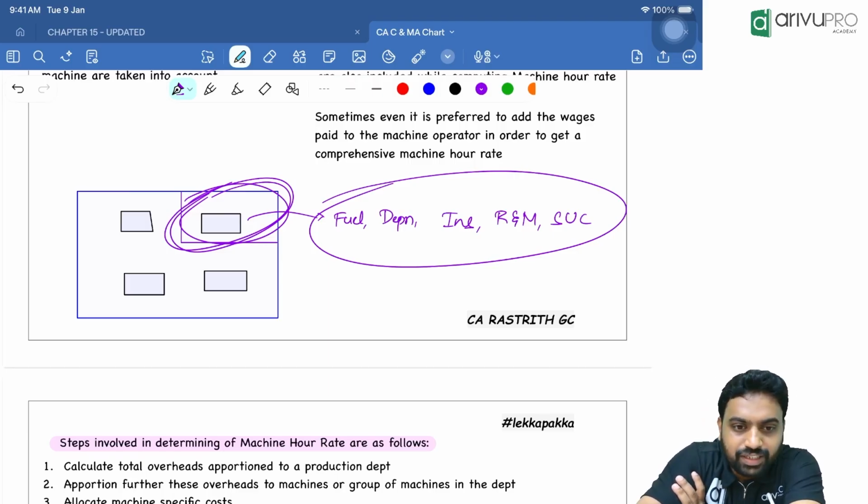This will be the numerator. Denominator will be what, sir? Denominator will be your effective machine hours. Denominator will be effective machine hours, not total machine hours. Please keep in mind.